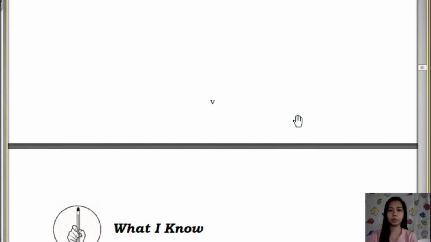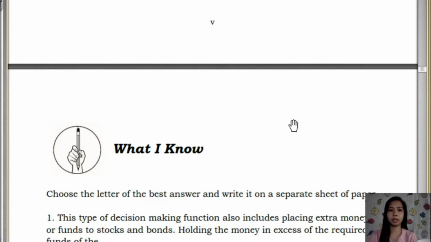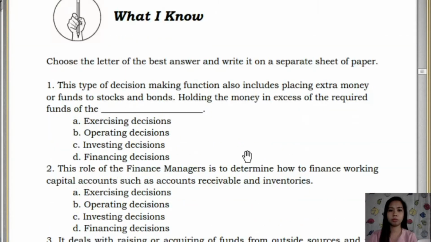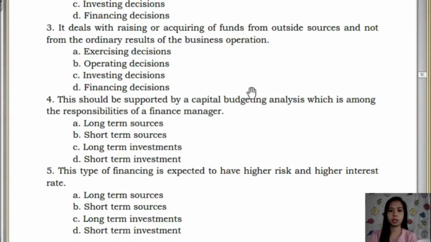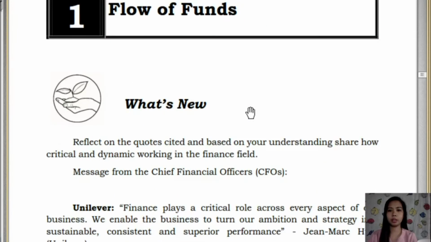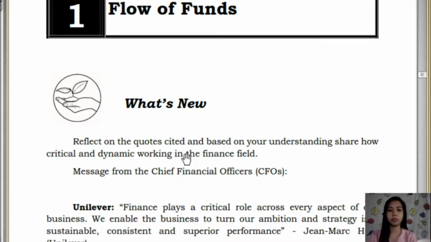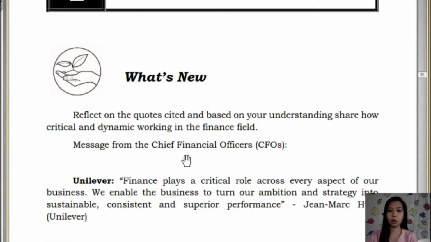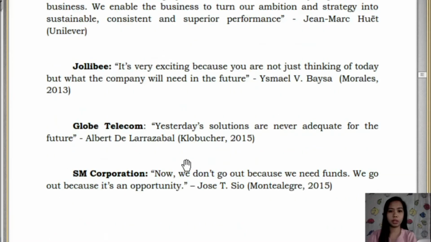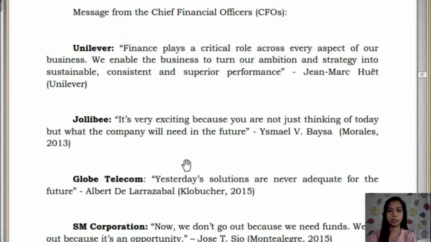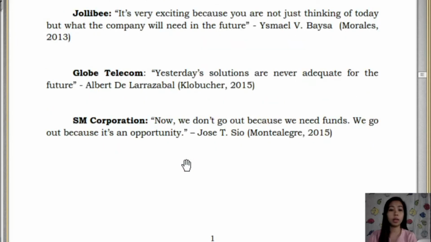So you have to do first the preliminary activities. So, the pretest of this module. You have 5 items here. And the next, you also have a motivation activity. So just reflect on these quotes from businesses operating in the country. So you have Unilever, Jollibee, Globe Telecom, SM Corporation.